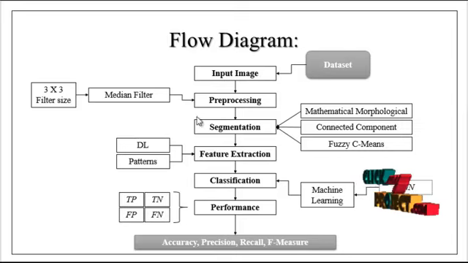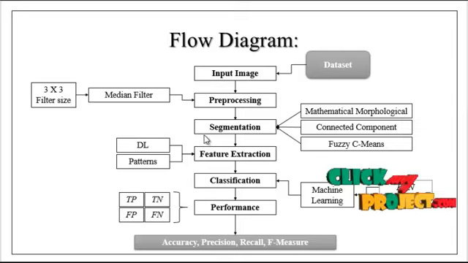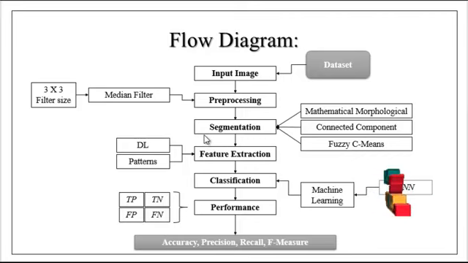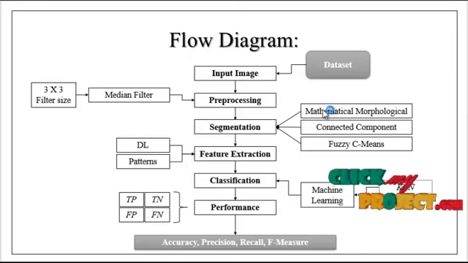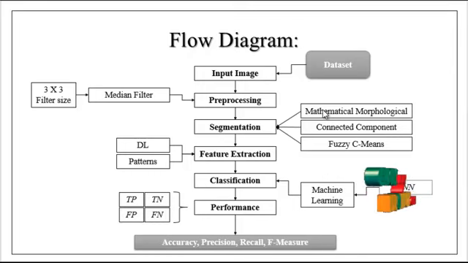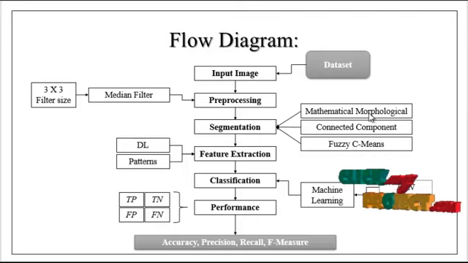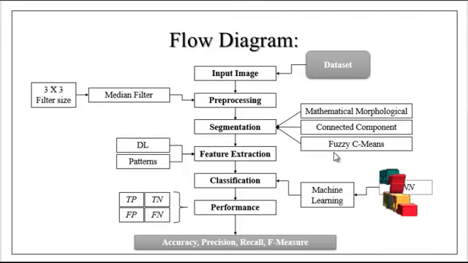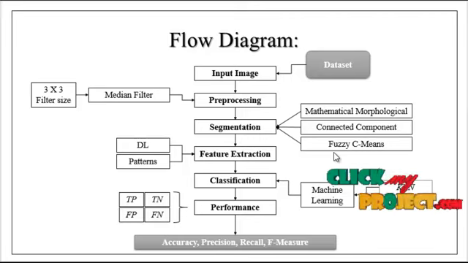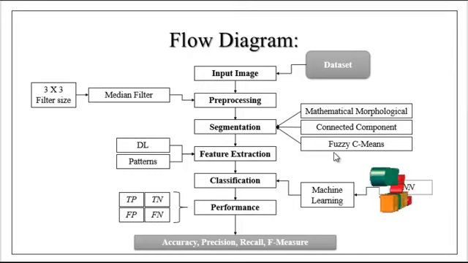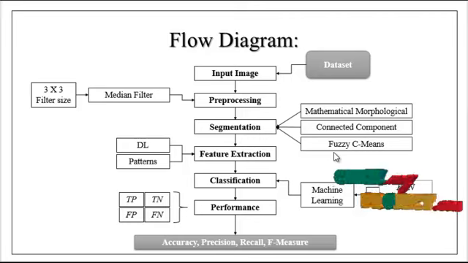After doing the pre-processing, we move to the third stage of the project, that is the segmentation. In this segmentation, we are using three kinds of segmentation methods to complete the segmented portions. The first is mathematical morphology, the second is connected components, and the third is fuzzy sequence clustering. By using these three techniques, we are segmenting the brain as well as the tumor portion separately. Apart from the tumor, everything will be the background. Only the tumor region will be the region of interest, as it is considered the foreground region.